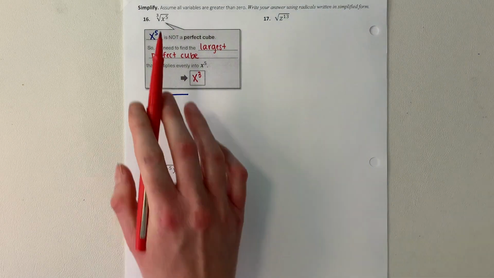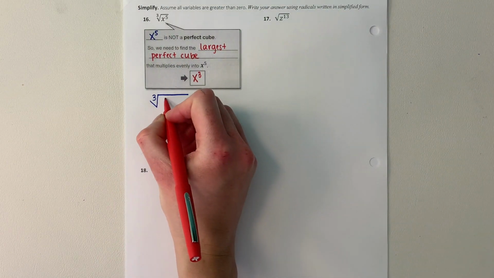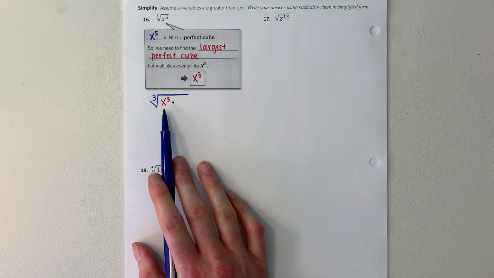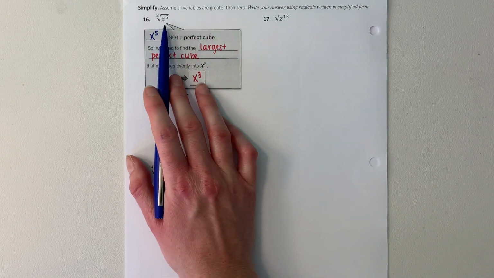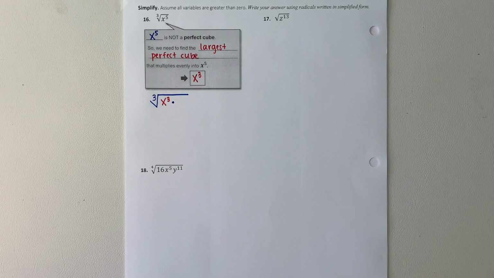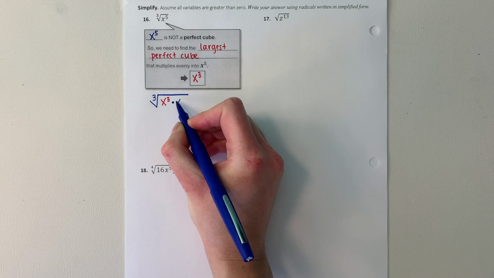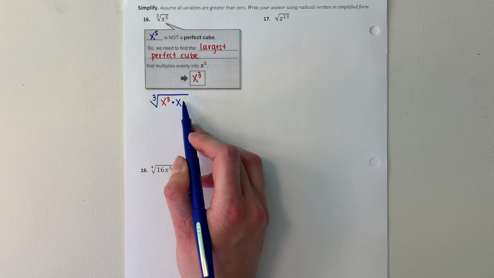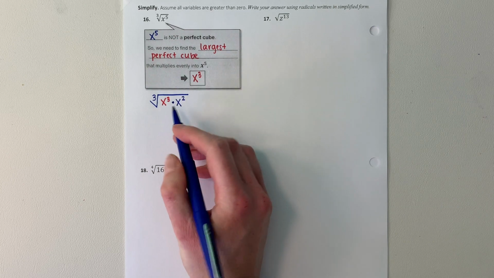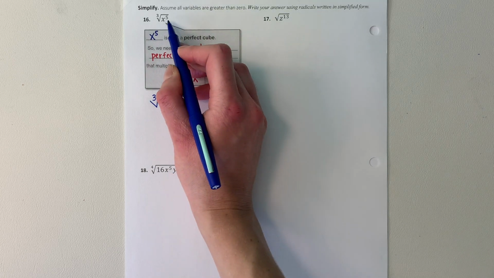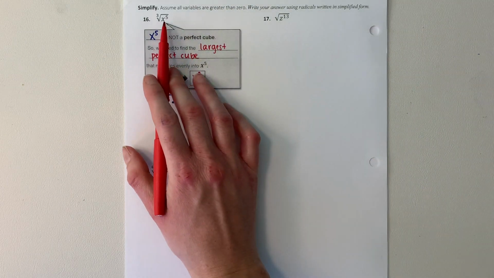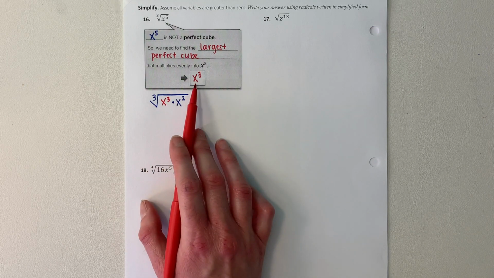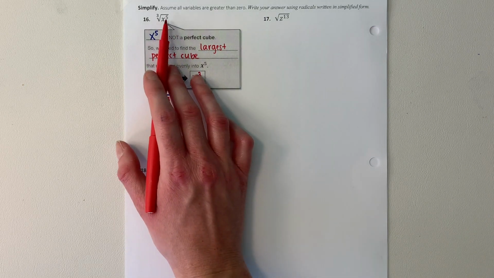So now we need to rewrite x to the 5th as x cubed times some quantity. So what do we have to multiply x cubed by to get x to the 5th? Well, let's again remember our laws of exponents. When you multiply two quantities with the same base, you add their exponents. So this exponent needs to be a 2 because 3 plus 2 gives us 5. So we've rewritten x to the 5th as x cubed times x squared because x cubed was the largest perfect cube that multiplied into x to the 5th.